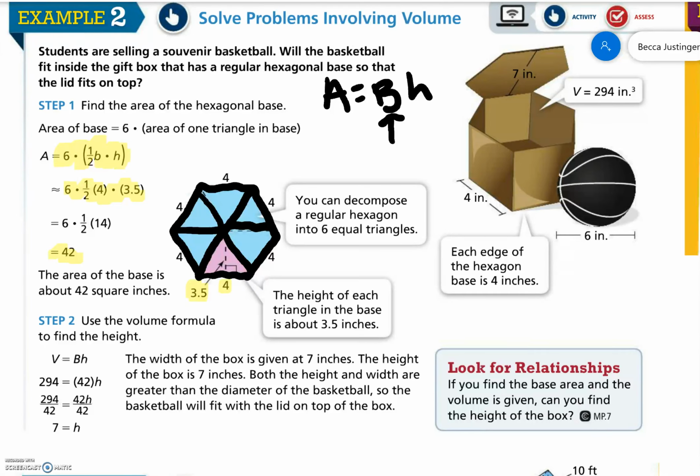And the volume of the entire thing, so we already have volume. We need to find the height. So the volume of the entire thing is 294. And we know that the area of the base is 42. We just found that. So we're trying to find the height. We divide both sides by 42. So the height is 7. If the height is 7 and the basketball's diameter is 6 inches, will the basketball fit? Both the height and the width are greater than the diameter of the basketball, so the basketball will fit, and the lid will fit on top of the box.